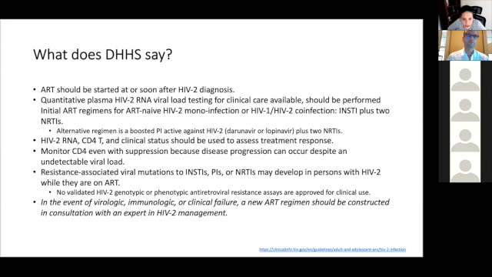And they also note that resistance-associated mutations to INSTIs, PIs, and NRTIs may develop in people when they are on ART. And unfortunately, there are no resistance assays approved for clinical use, which again, really limits the care we can provide these patients. And so it says, if you're having problems, call an HIV-2 expert. Who that is, they don't say, or how to find them, they don't say.